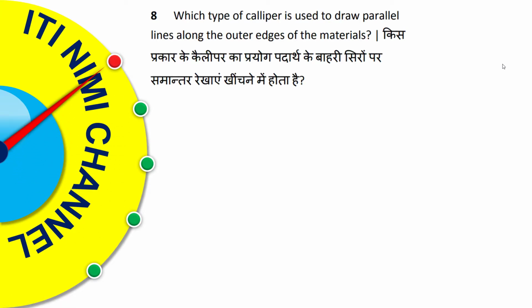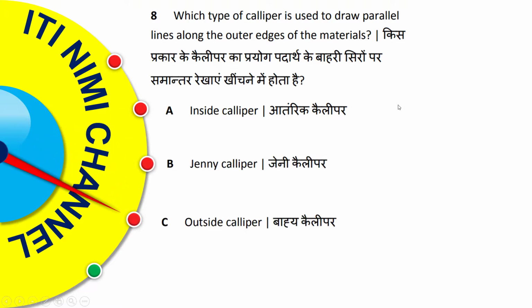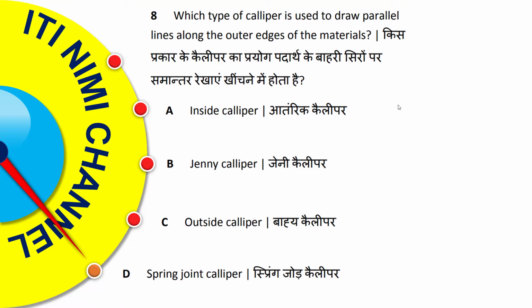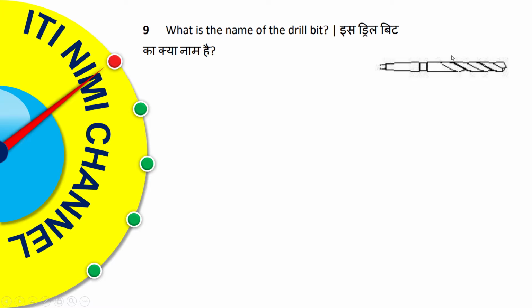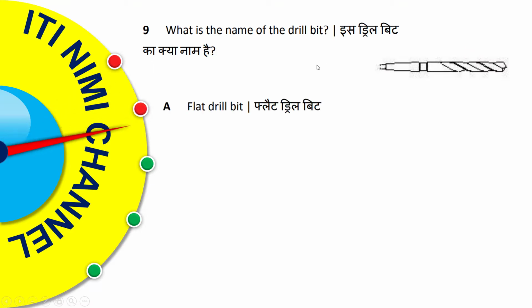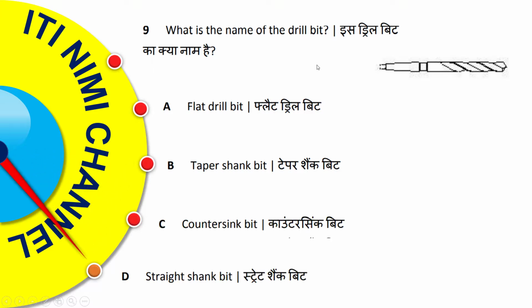Which type of caliper is used to draw parallel lines along the outer edges of the materials? Inside caliper, Jenny caliper, outside caliper, spring joint caliper. The answer is Jenny caliper. What is the name of the drill bit? You have to tell what is the name of this drill bit. Flat drill bit, taper shank bit, countersink bit, straight shank bit. The answer is taper shank bit.